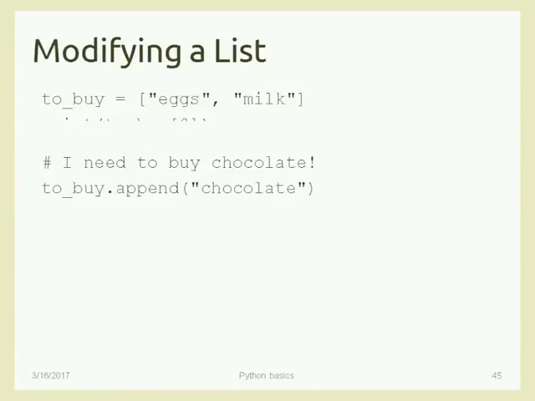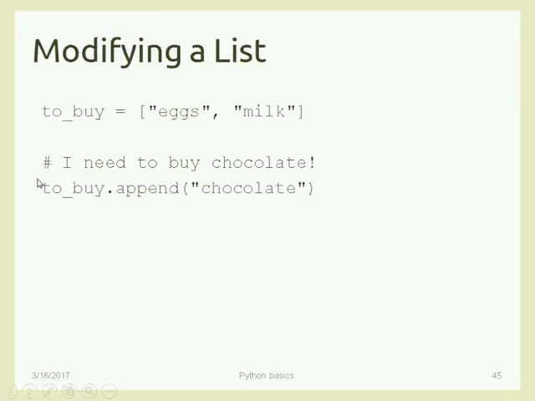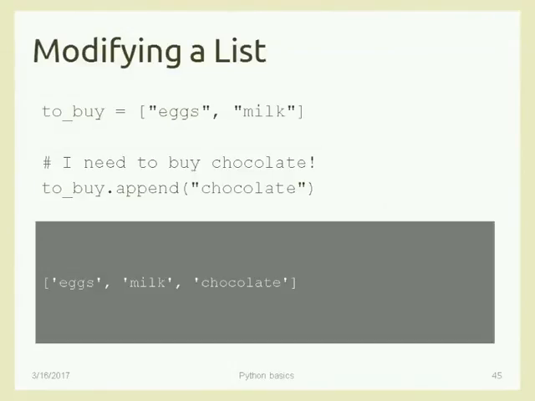I can also add something to a list, obviously. For example, with the append method. The append method, again, is specific for a list, and allows you to add at the end of the list one value. So in this case, if I print after this operation the entire list, I will see eggs, milk, and chocolate, because I appended to the original list the chocolate element.